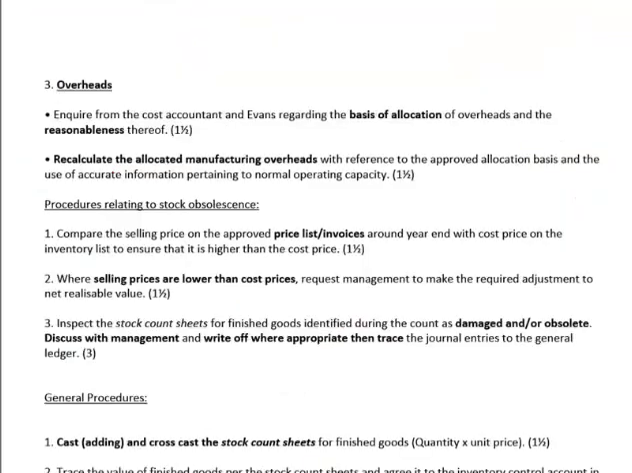Okay, for overheads, we could inquire from that cost accountant. Remember, he has that costing for the overheads. And we can ask Evans. He's our expert. Remember? Regarding the basis of allocation of overheads and the reasonableness thereof. So are they allocating these overheads correctly? Are they thumb-sucking it, or is there actually a reasonable way that they're allocating these to the final product?